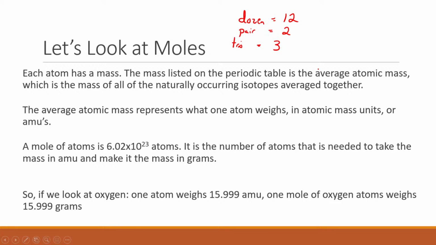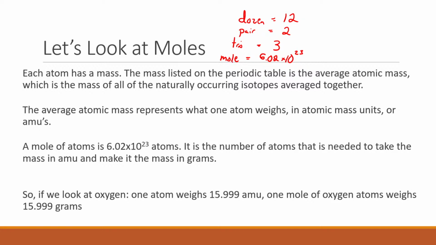You've likely never heard a mole before, because it's a number that is very specific to science and chemistry specifically. A mole means 6.02 times 10 to the 23rd. It is an absolutely ginormous number. But it can be used in exactly the same situations as a dozen or a pair or a trio.